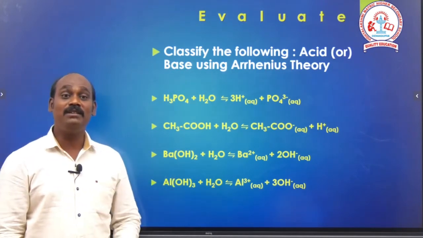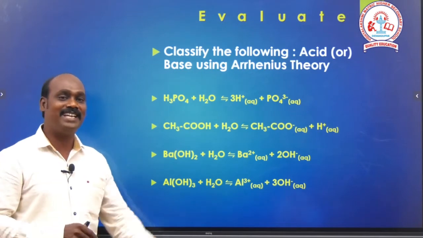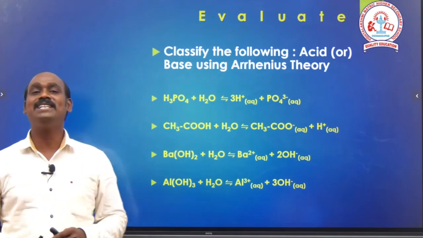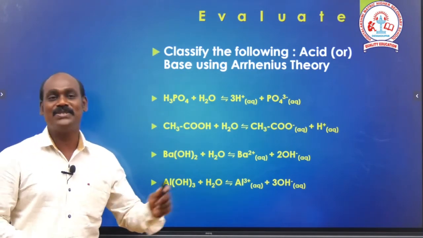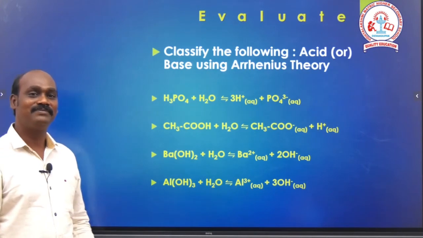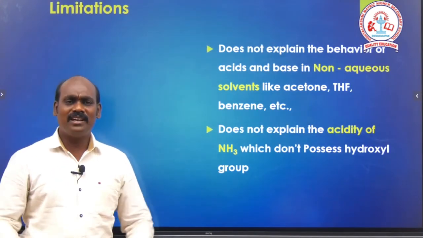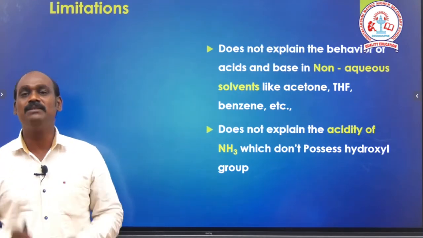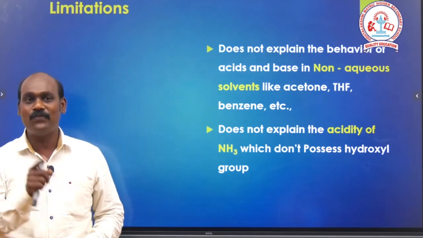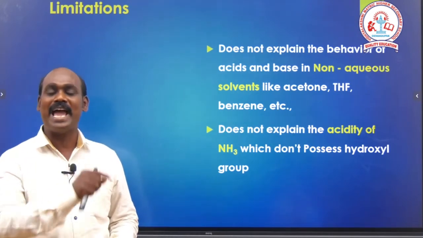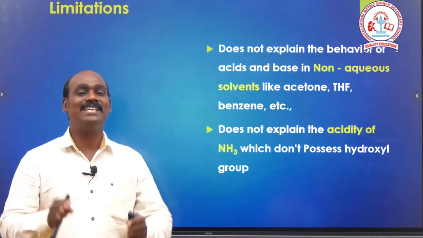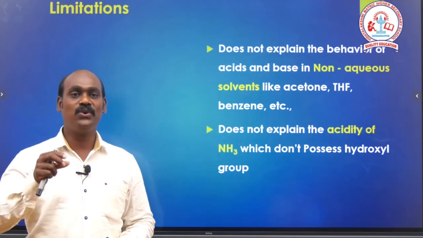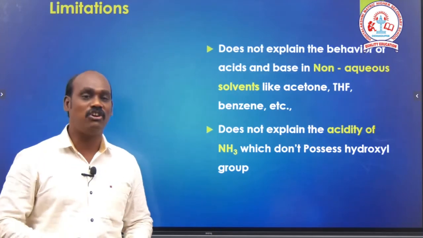Okay, next one, aluminum hydroxide. Aluminum hydroxide dissociates in water, producing aluminum 3 plus and 3 OH minus ion. Clear? Right? So it also belongs to bases. This theory is not applicable all the time, to all substances. It has some limitations. In the absence of water, or in the presence of non-aqueous solvents, it does not explain acids and bases fully. This is the main important limitation of Arrhenius theory.